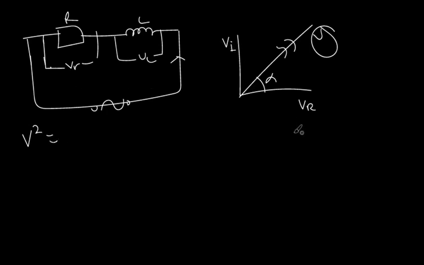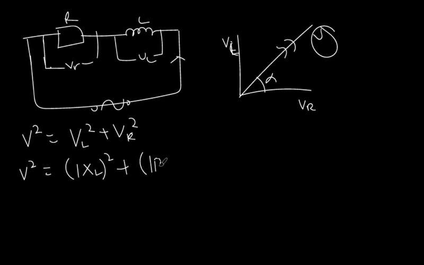This part is VL. So we have VL squared plus VR squared, which will be equal to IXL squared plus IR squared. From here we can say V squared, if we simplify this, is equal to I squared into bracket XL squared plus R squared. They are all squared.